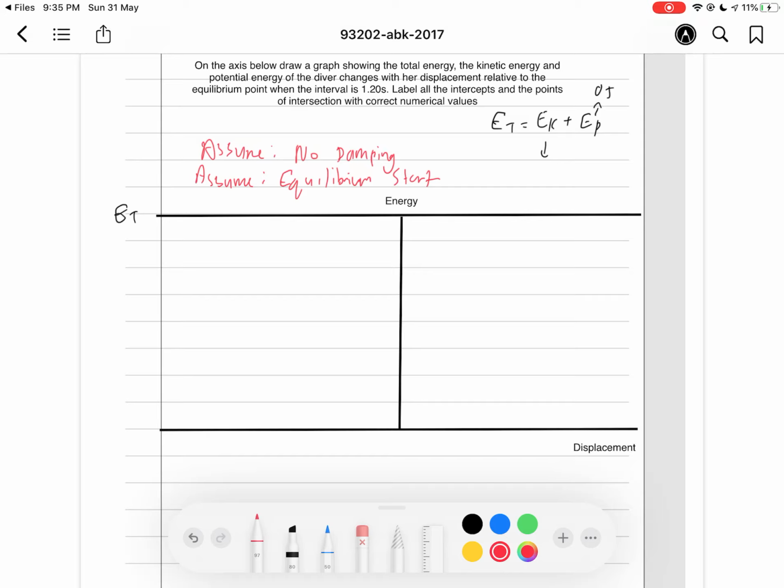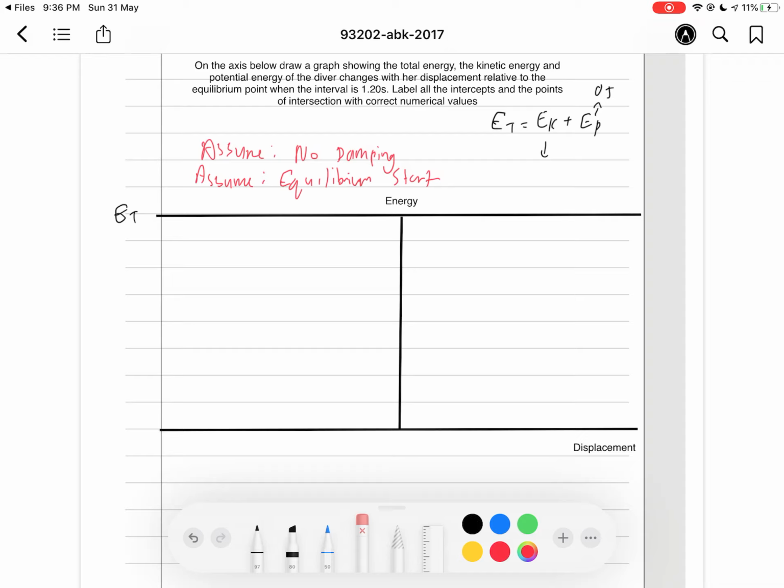So at the equilibrium start, we're going to have a maximum kinetic energy, but a minimum, so 0, gravitational potential energy. Then we look at the maximum displacement. At the maximum displacement, the board actually pauses for a very brief moment, so there's no kinetic energy because it's temporarily stationary. So 0 kinetic energy, which means all the energy has to be purely in the form of elastic potential energy.